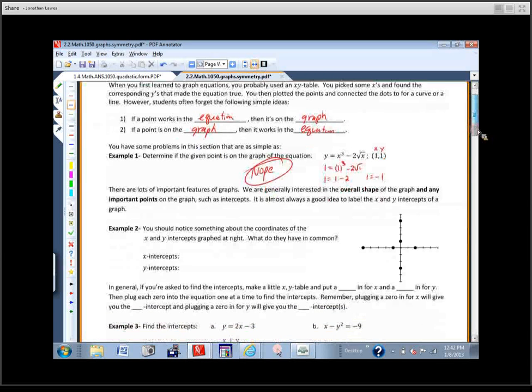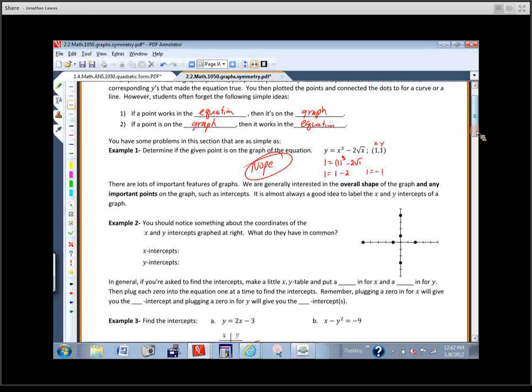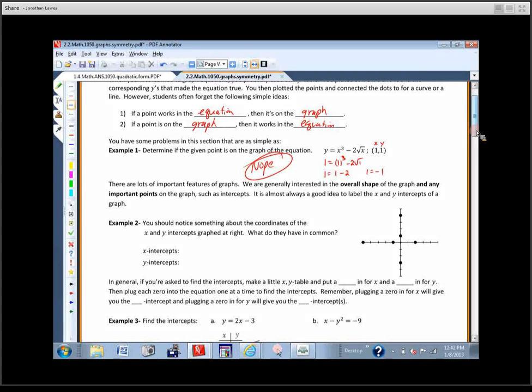So again, keeping with the idea that XY tables and plugging in points is kind of nice to some extent, but not very efficient. It would be much better if we knew things like, what's the overall shape of the graph? Is it a parabola? Is it a line? Is it a cube function or something like that? We're going to learn lots more types of equations and graphs in 1050, so you'll want to get used to that.